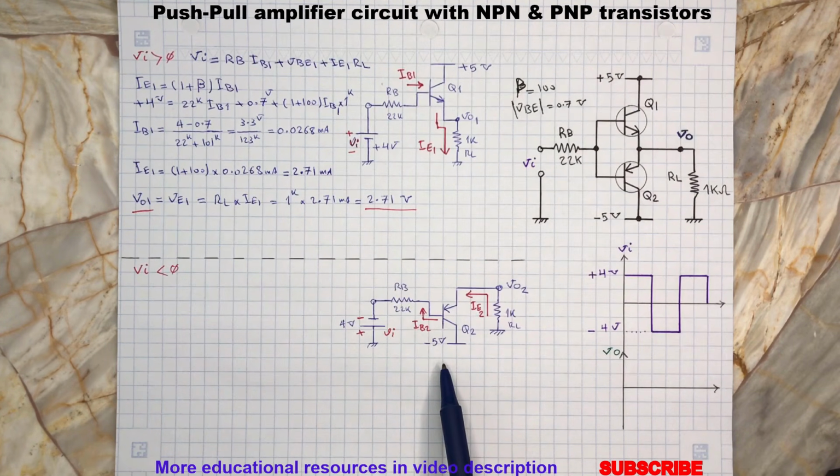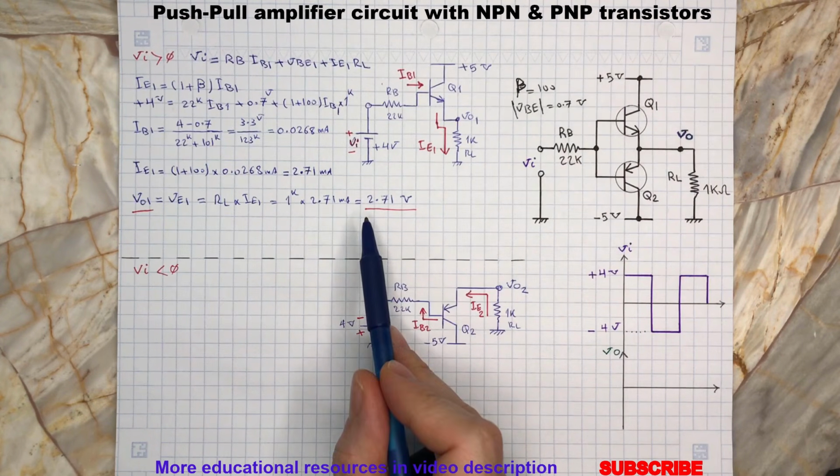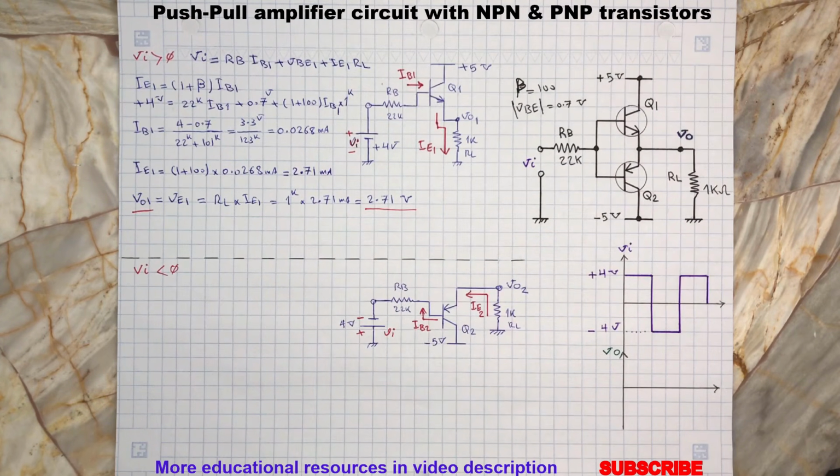As you can see here, we removed the transistor Q1 from our analysis because it will be turned off. With the same approach as above, we can first find the emitter current and then determine the output voltage VO. The only difference here is the direction of the emitter or load current.